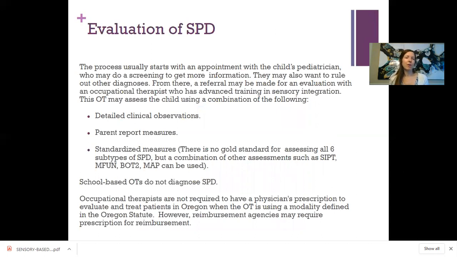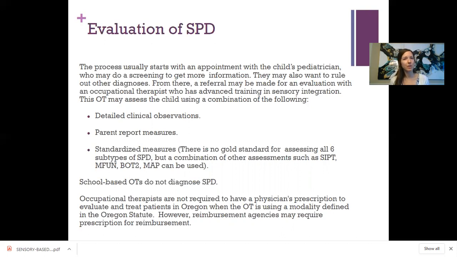So how does sensory processing disorder get diagnosed? Typically when there are sensory concerns from a family, the starting place would be a child's pediatrician. The pediatrician may want to do a screening and an extra parent interview. They may also want to rule out other diagnoses. And from there, a referral might be made for an evaluation with an occupational therapist who has advanced training in sensory integration. So it is a specialized thing to diagnose sensory processing disorder.